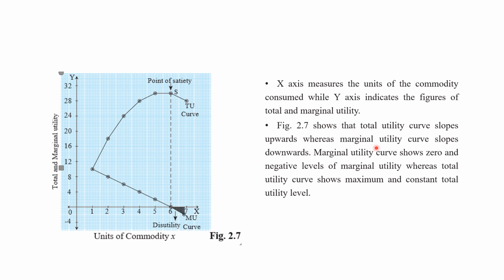It shows that the total utility curve slopes upward. TU is the short form for the total utility curve. It slopes upward, meaning going up, and the marginal utility curve slopes downward. It's going downward. As I told, it diminishes. The marginal utility curve shows zero and negative levels of marginal utility.